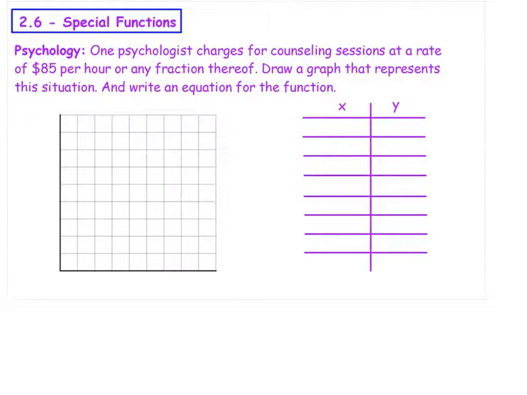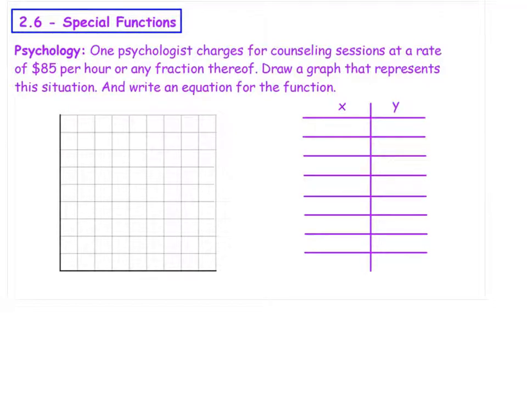So it's going to be a step graph. If it was just $85 an hour, then half an hour would be $42.50, because that's half of 85, but it's not a constant rate. And if it was a constant rate, then it would be a line. But this is going to be a step graph because you can only pay the psychologist in increments of $85.